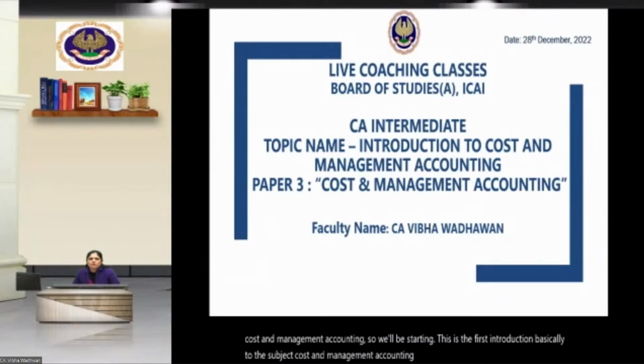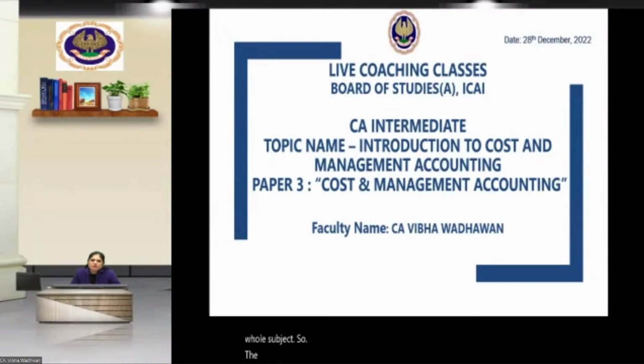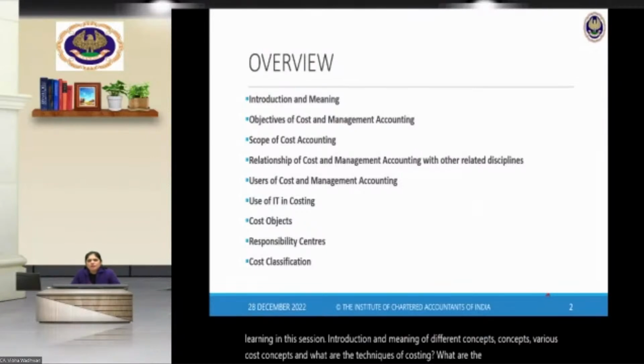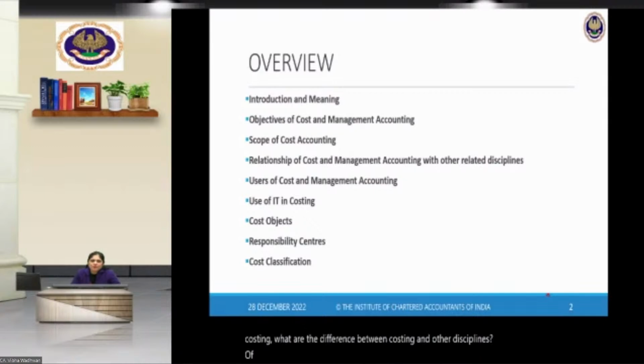The subject has all the concepts of costing and what you will be learning in the whole subject. So the overview of everything I'll be giving you in this session today in the introduction to cost and management accounting. So let's start. The overview: first of all, what we'll all be learning in this session: introduction and meaning of different concepts, various cost concepts, what are the techniques of costing, what are the methods of costing, what are the differences between costing and other disciplines of finance and cost.